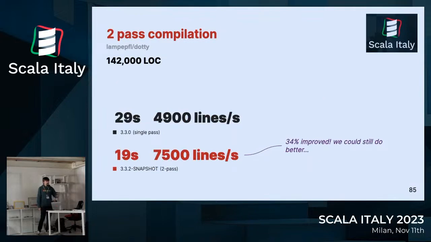In the summer, in June, I did actually manage to get it to compile on the Scala 3 code base. And it had 34% improved speed of compiling just that Scala 3 code base. It went from 4,900 lines per second to 7,500 lines per second, which I think is quite a high speed for Scala compilation.